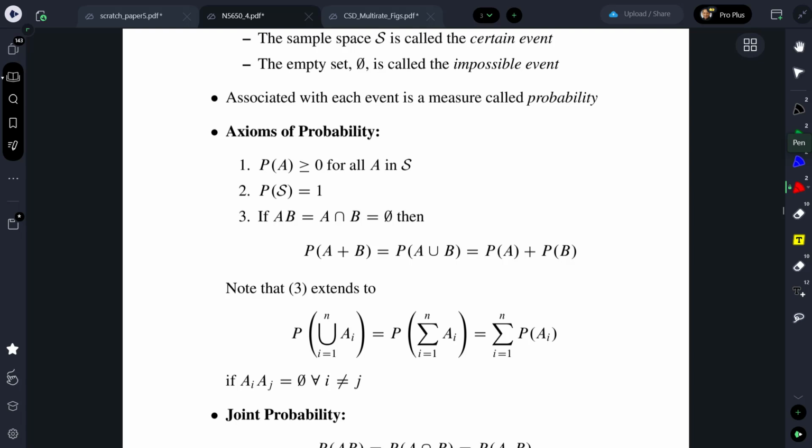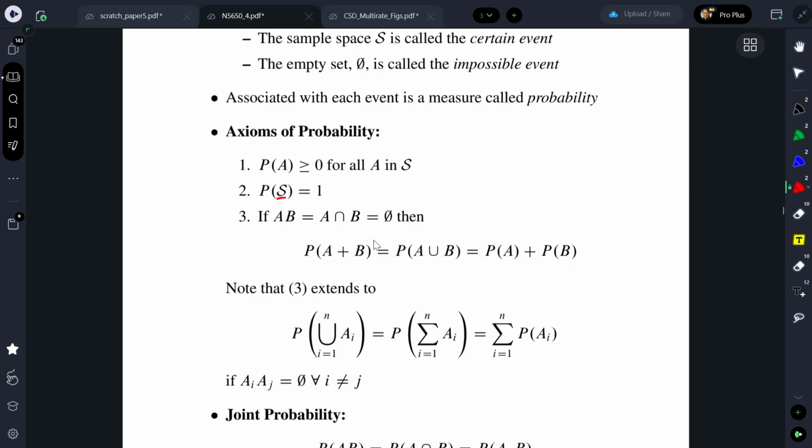Modern probability theory is based on 3 axioms. The probability of an event is always greater than or equal to 0. The probability of the certain event, which is just S, equals 1. And then we have the third axiom.